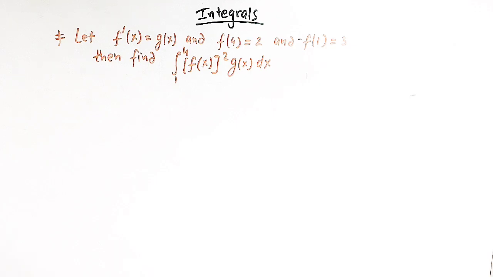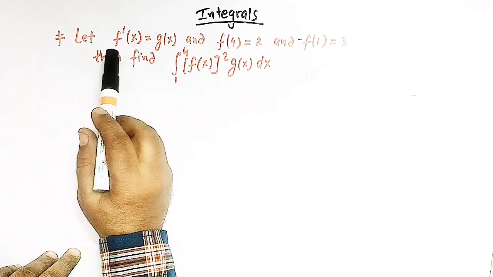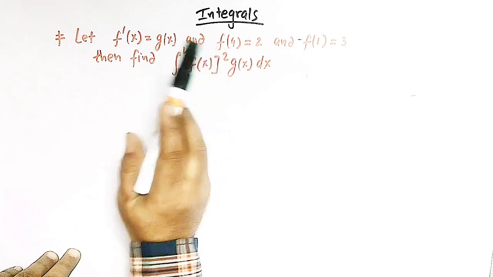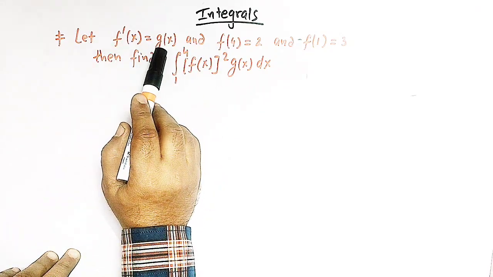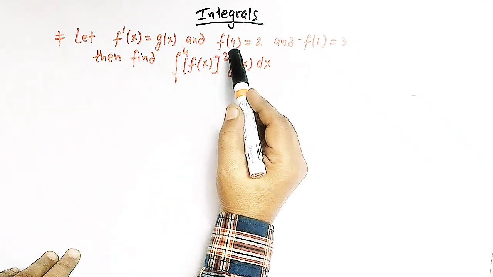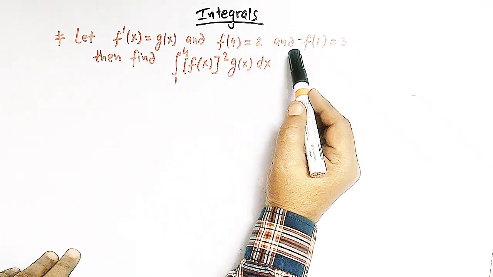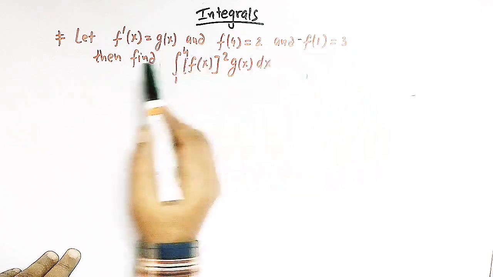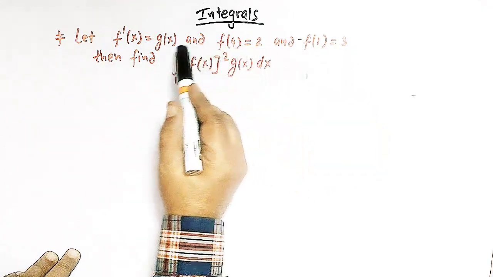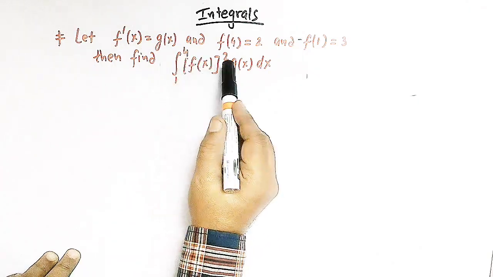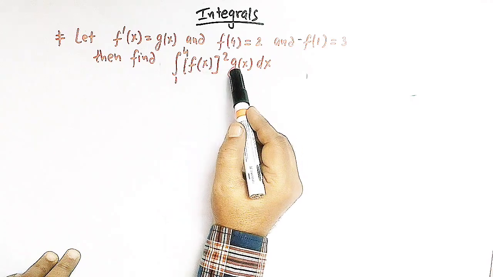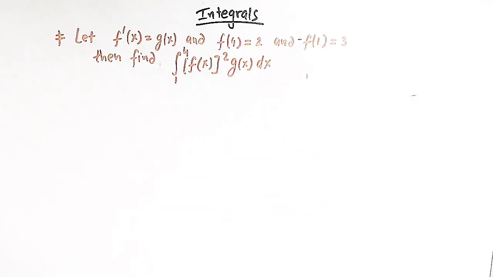Hello viewers, in today's session we are going to discuss an important problem from definite integrals, and here we have this problem. We are given two functions f of x and g of x such that f prime of x is equal to g of x, and f of 4 is equal to 2, and f of 1 is equal to 3. And then we have to find the value of this integral, that is integral from 1 to 4 of the square of f of x and g of x dx, right?